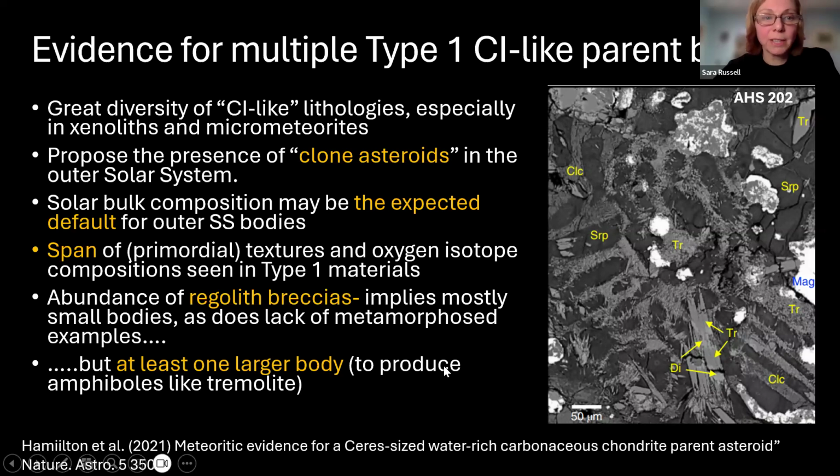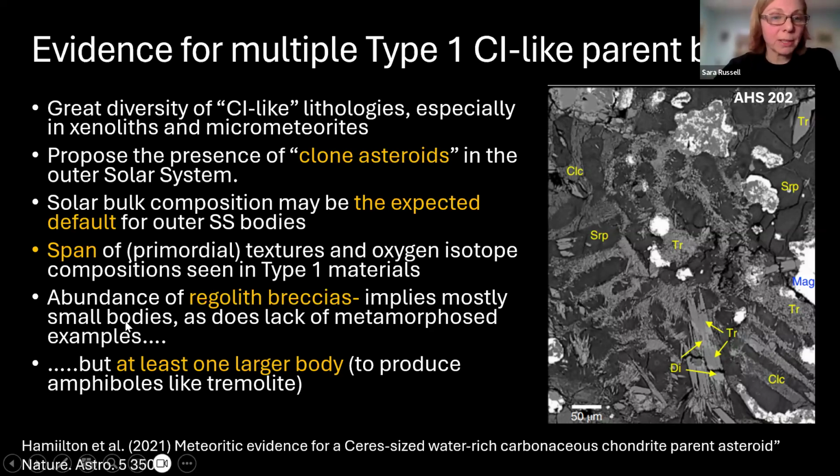And I'd argue this is actually what you'd expect, because they have a solar system-like bulk composition. So you basically expect all asteroids to be like this, to be CI-like, especially in the outer solar system. I don't know if I've written this in the right order, but it's because we see this huge span of textures and minerals and oxygen isotopes. So that also argues for multiple parent bodies. And also the fact that most of them are regolith breccias, which I think implies that they mostly come from small bodies, mainly maybe tens of kilometers at the most.